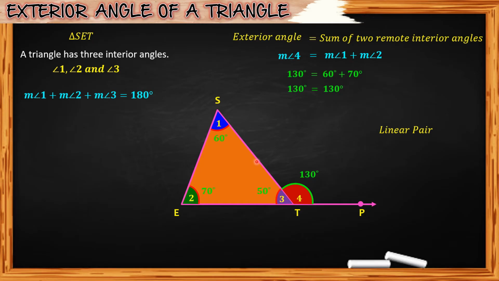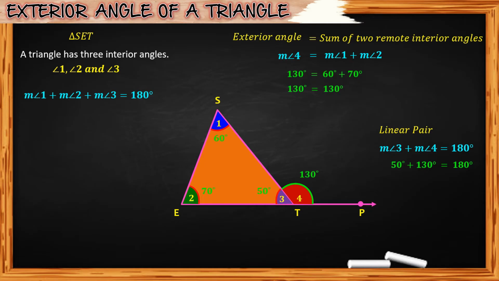The linear pair are supplementary, and those are the measure of angle 3 plus the measure of angle 4. They are adjacent because they have the common side which is line segment ST and the common vertex which is point T. So the measure of angle 3 is 50 degrees plus the measure of angle 4 which is 130 degrees, a total of 180 degrees.